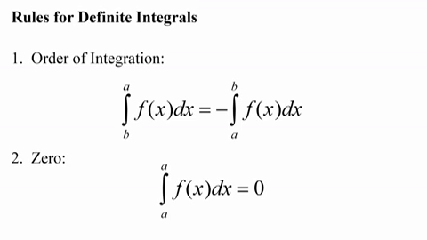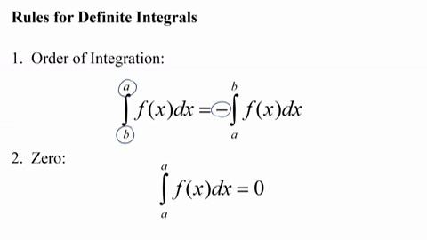Here are some rules for definite integrals. Rule number 1, order of integration. Notice that the definite integral from b to a of f of x dx is equal to the opposite of the definite integral from a to b of the same function with respect to the same variable. Basically what number 1 is saying is if you switch the order of those two, then that creates a negative sign in front of the definite integral.